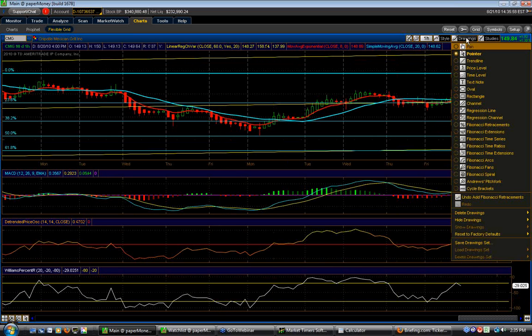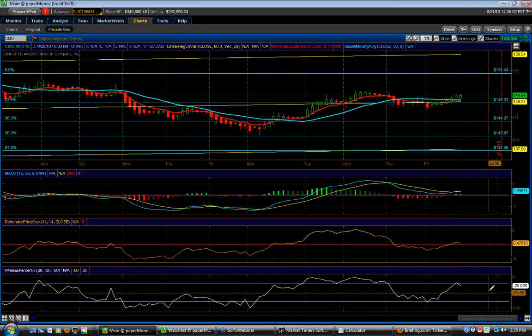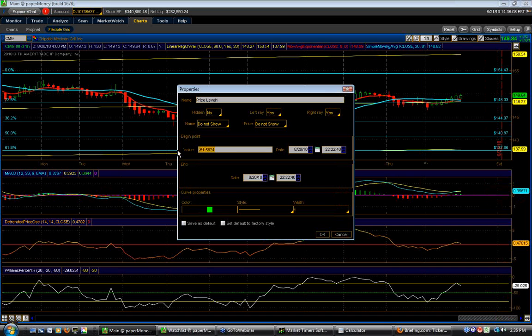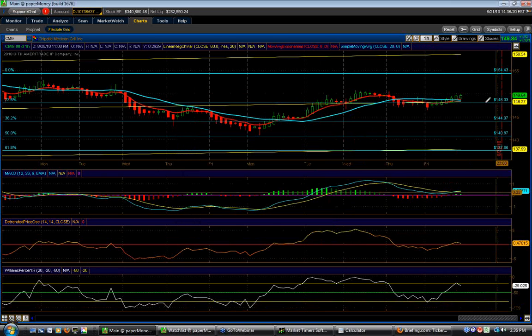I don't have it on this one, so I'll just put it on real quick. Price level. Double-click it. Edit properties. Negative 50.000. Set it as a default. Yes, good. Now it's right there. Now I can visually see things. Change it back to a pointer.